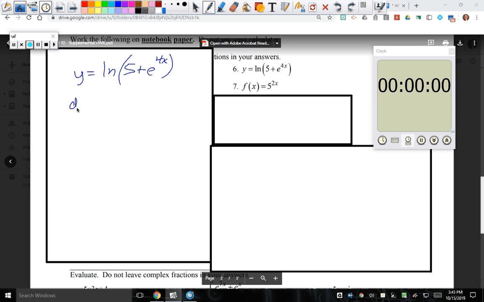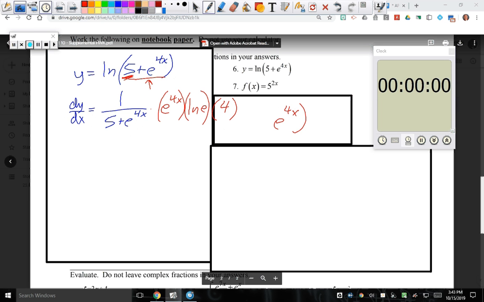So the derivative is 1 over the stuff times the derivative of the stuff. That means the original stuff's derivative. Okay? So that's 0, which we don't have to write. Carbon copy times the natural log of the base, which is just 1, we don't have to write that, times the derivative of the power. So e to the 4x times 4, I would want you to write that like this.